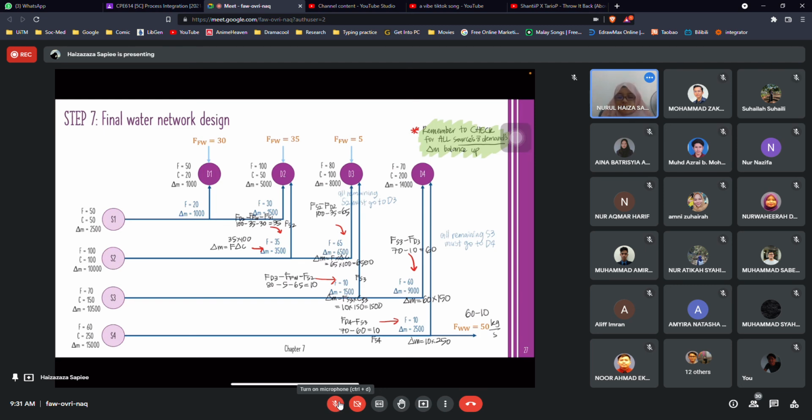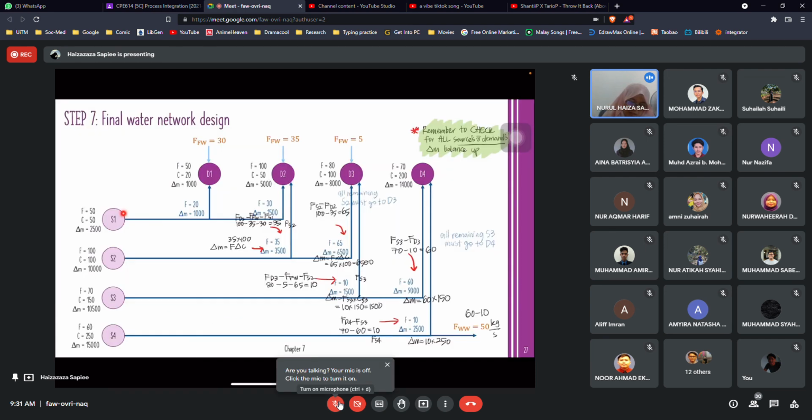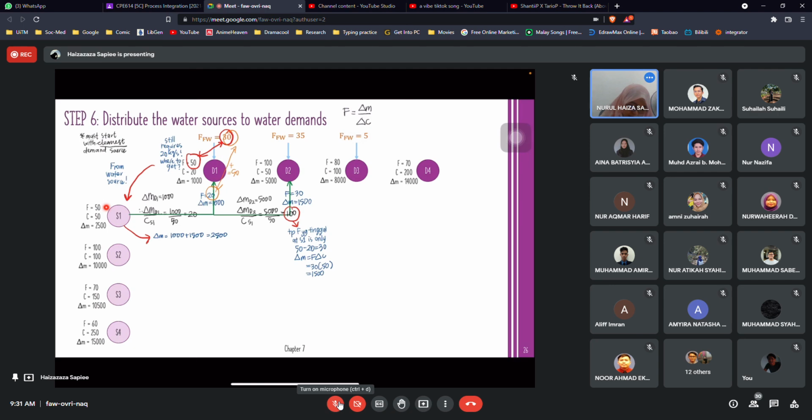What happens if we violate the first rule just now? So the water network design rule is simple. You have to feed your cleanest demand with your cleanest water source. What happens if we violate this rule? So instead of putting S1 here, we put S2 on top. What happens? So we are not following the ascending order of concentration.